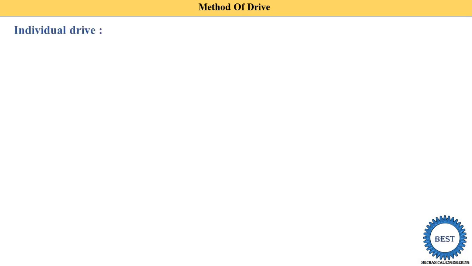From the word individual, we already know individual means separate, and here we are discussing the drive. Drive means the prime mover or electric motor required to run the machines. It means that to run every machine, we use a separate electric motor or prime mover. It is called an individual drive.